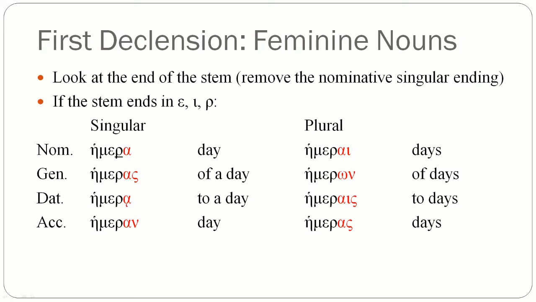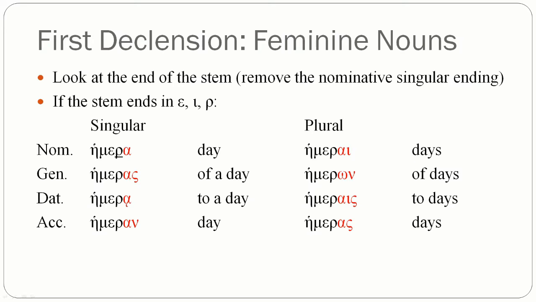So notice this word, hemera. If you take off the nominative singular ending, you're left with the stem ending in rho, and so it falls under this category, the epsilon, iota, or rho category. Nominative singular then is an alpha, and you will notice with this category here, there are alphas going throughout the entire singular pattern.